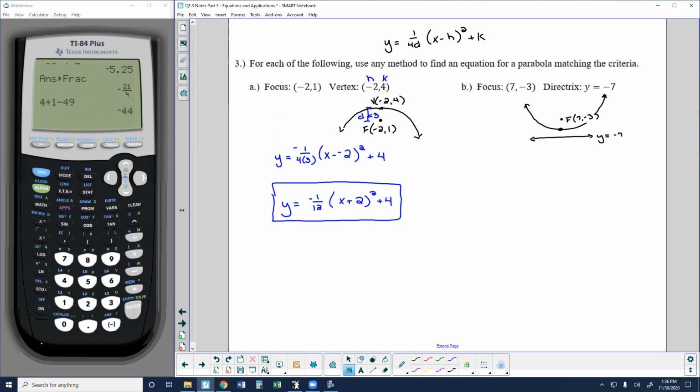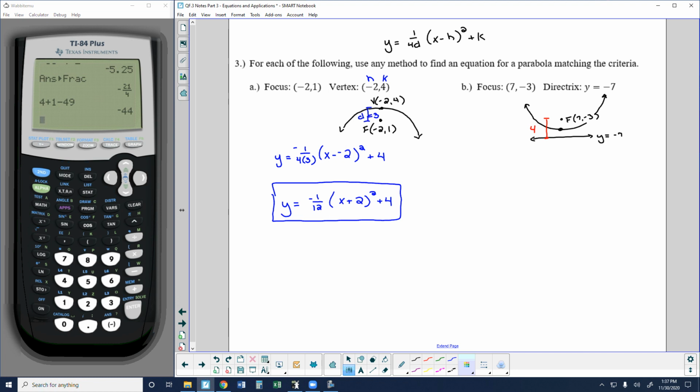Now, if I want to substitute into my equation, I need to know my vertex, and I need to know the distance from my focus to my vertex. I don't know either of those two things, but I can find both. What I know here is the distance from my focus all the way down to my directrix. I can find that. So if my focus is at 7, -3, and my directrix is at y equals -7, there's 4 units in between these.